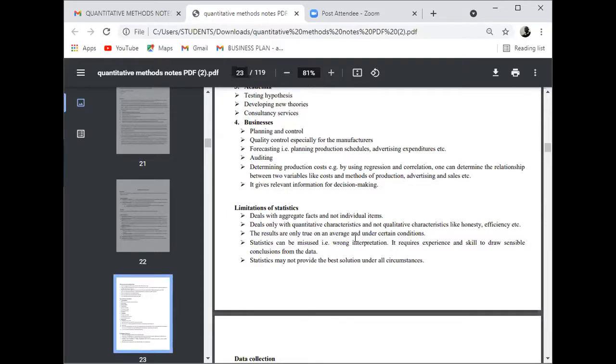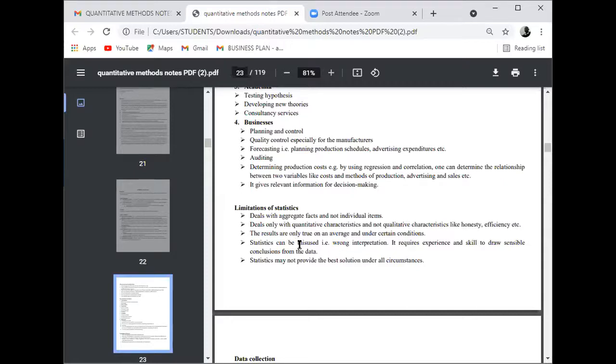It deals only with quantitative characteristics and it ignores the qualitative characteristics. And we know in a business setup, both the quantitative and qualitative aspects can be very important as far as the performance of the organization is concerned. We have some qualitative aspects, especially motivation, whereby the level of motivation of the employees can determine how successful the organization will be. Therefore, in statistics, we only consider the quantitative characteristics, but we don't consider the qualitative aspects, which are equally important in the performance of a business.